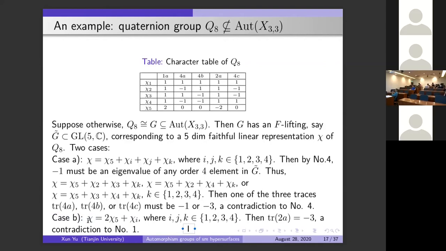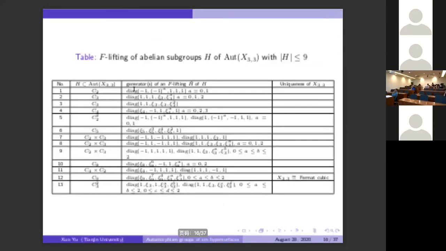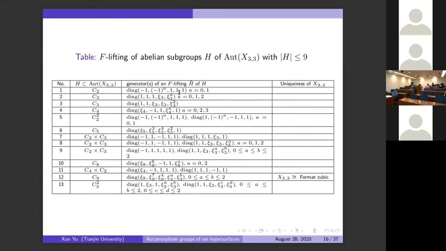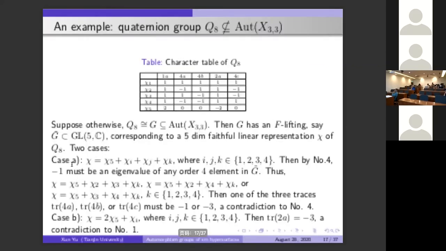Okay. The case B, because of 2A, the order 2 element, the trace, 2 times that, it becomes -3, which contradicts your classification here for order 2 elements. So case B is impossible.